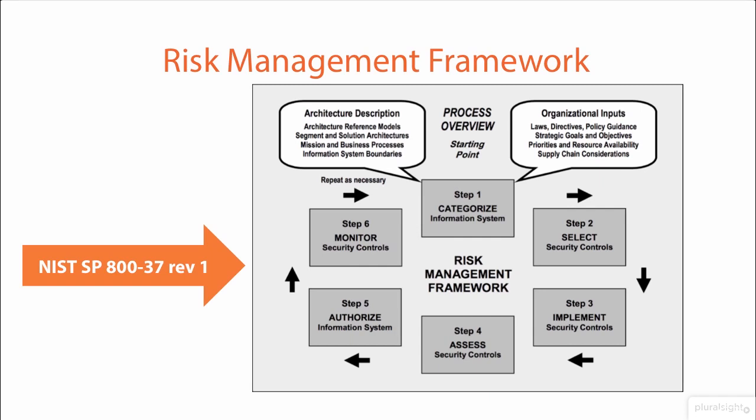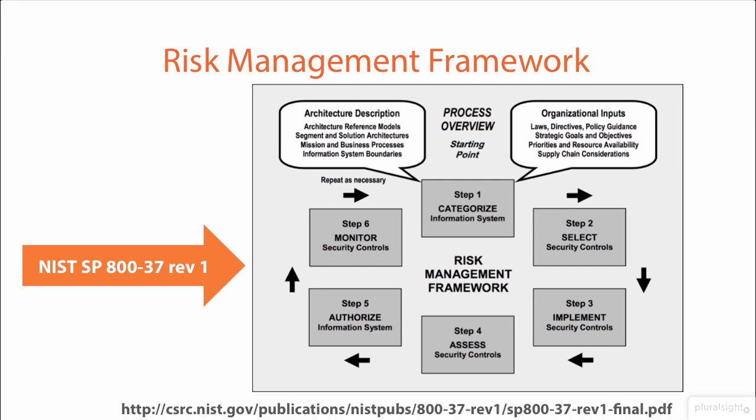And so it starts with going through a 6-step process. And I'm going to break these down a little bit. But step 1 is categorize. Then we go to select, implement, assess, authorize, and monitor. So let's break this down. And there's the location of the document.